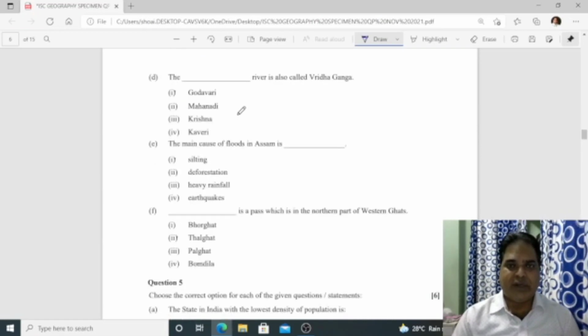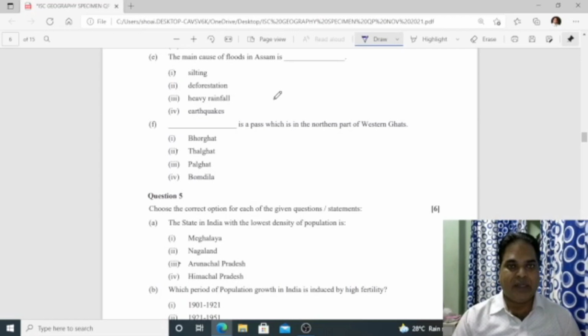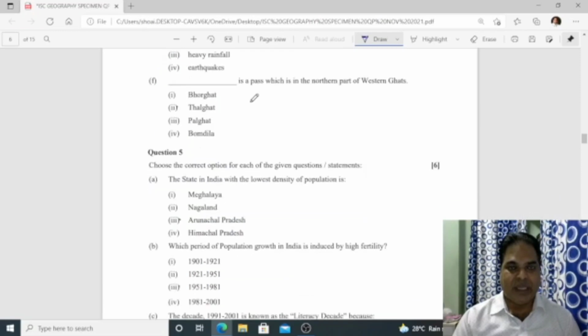D, the dash river is also called Briddha Ganga. Briddha means old. So it is Godavari. E, the main cause of flood in Assam is silting. Number 1 is correct. Next one, F. Dash is a pass which is in the northern part of Western Ghats. So it is Thal Ghat. Number 2 is the correct one.